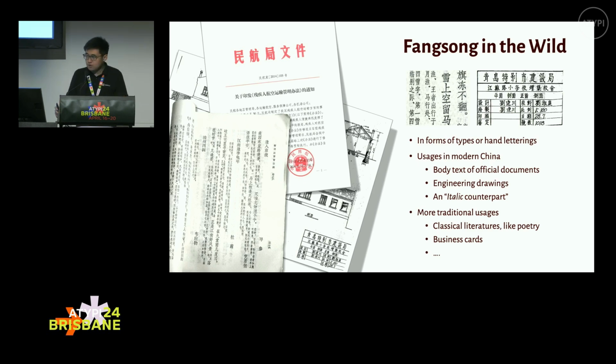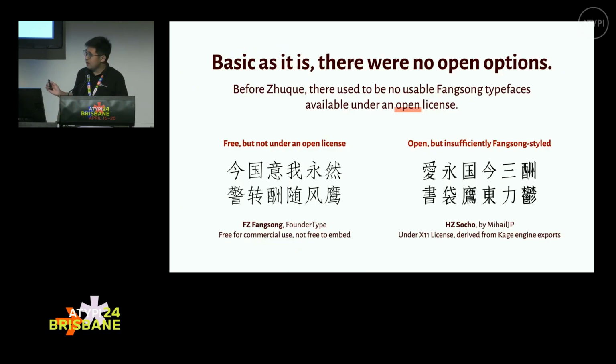You will also find Fangsong widely used on engineering drawings, and interestingly, it is sometimes regarded as the Chinese equivalent of italic in Latin typography. Despite the fundamental role Fangsong typeface plays, the availability of open options was non-existent. There used to be no usable Fangsong typeface available under an open license before. Although there were free of charge alternatives, these were only free for standard commercial use.